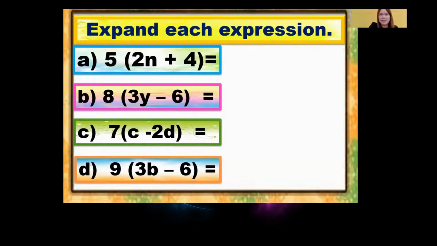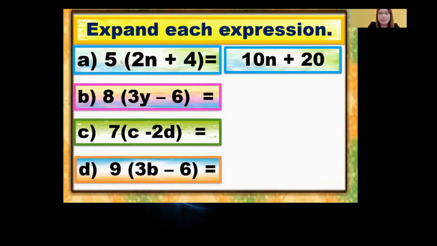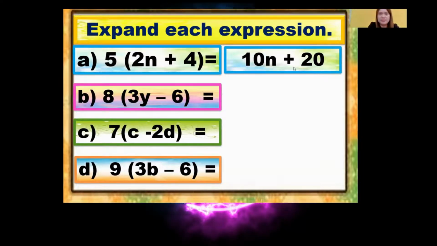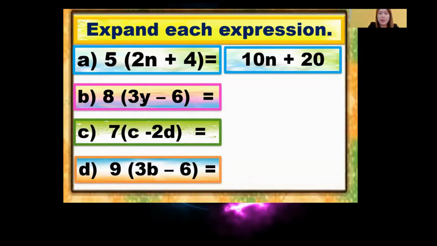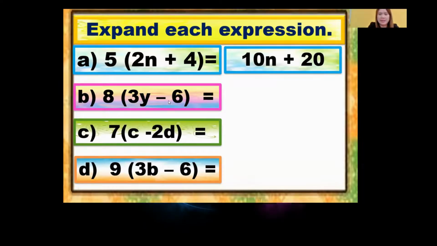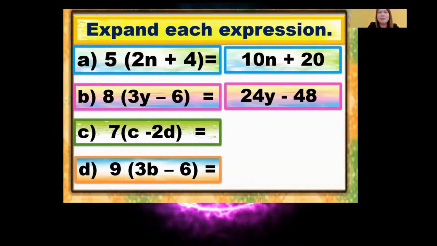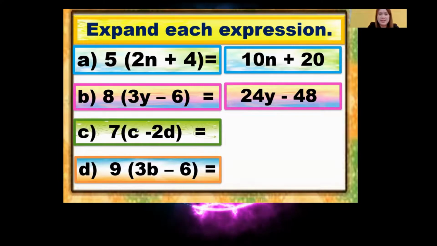So are you ready with your answer, Year 8? So 10n plus 20, because 5 times 2n, that's 10n. 5 times 4, that's 20. How about the second one? We have 8 times 3y, that is 24y, minus, because positive 8 times negative 6 is negative 48. So 24y minus 48.